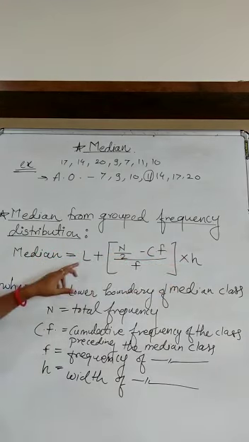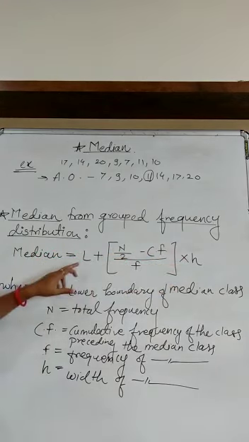Now I am going to take the first example from the practice set. Here the example is given to you, and I will explain how to find the median using the formula. Here is the example: the following table shows the classification of the number of workers and the number of hours they work in a software company. We have to find the median of this frequency distribution table.